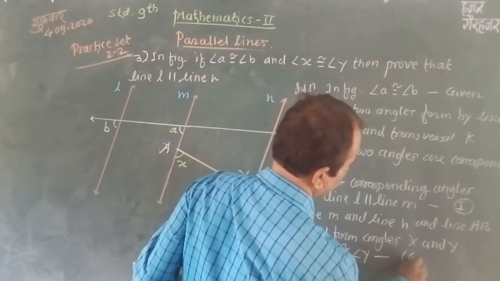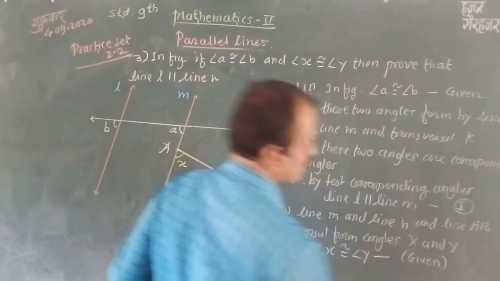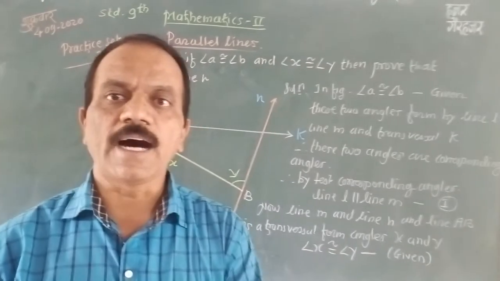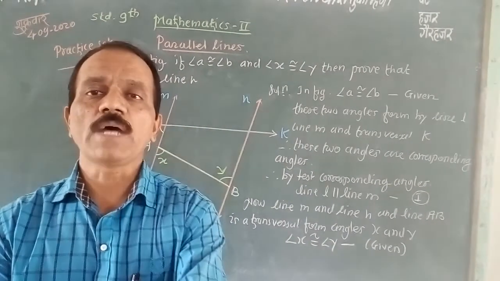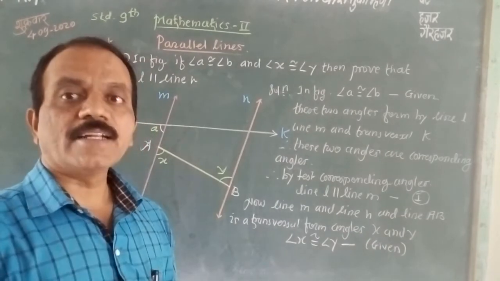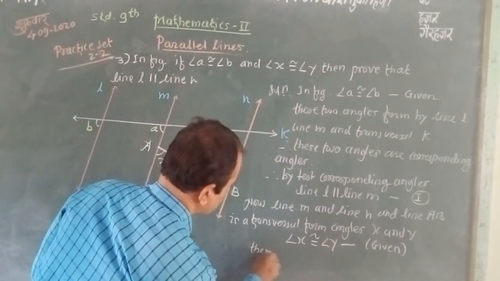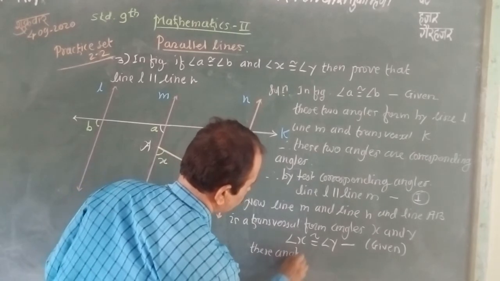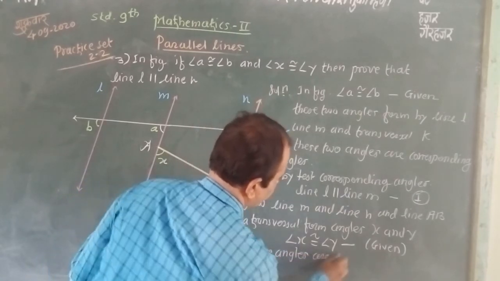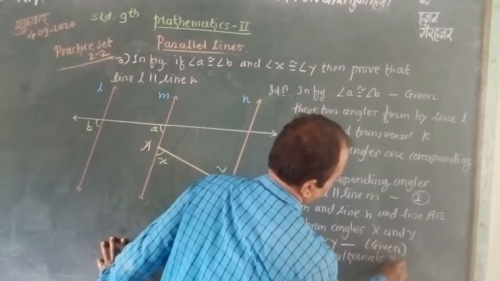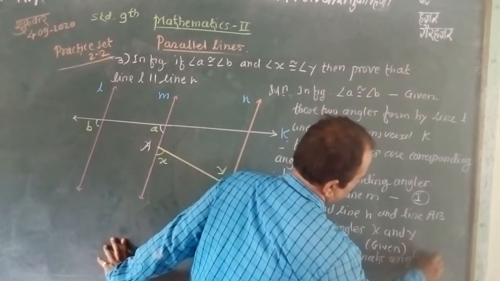Angle X is common to angle Y, it is given. But which type of angle is this? These two angles are alternate angles. These angles are alternate angles formed.